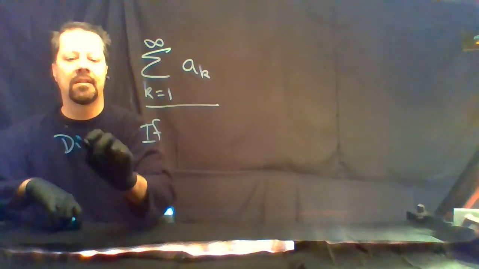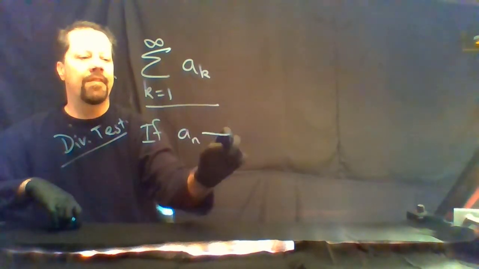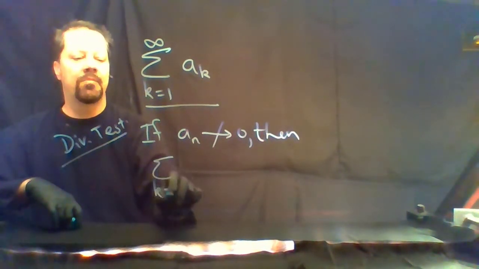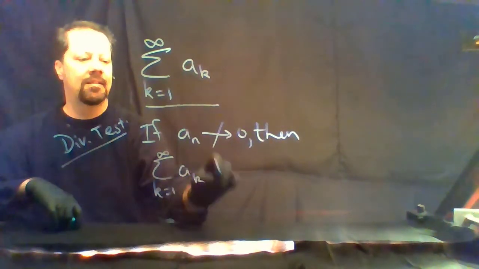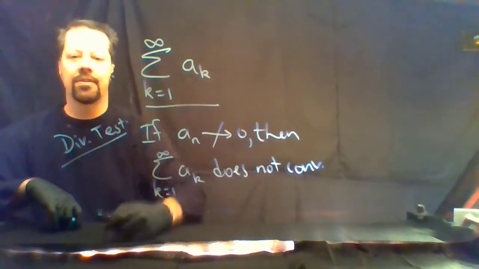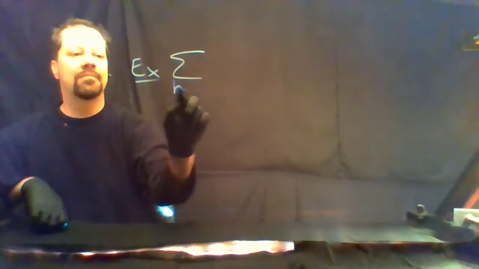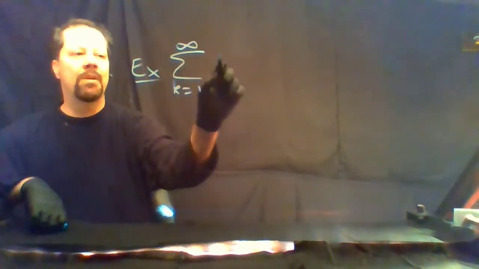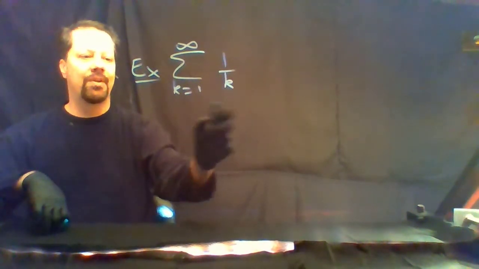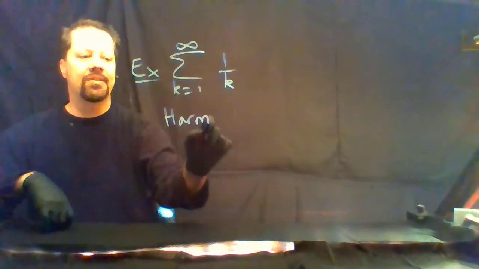This is the divergence test. If a sub n does not go to zero, then the sum does not converge. But there is one famous example that you need to be aware of where the terms do in fact go to zero and yet the series diverges. This is the famous harmonic series.